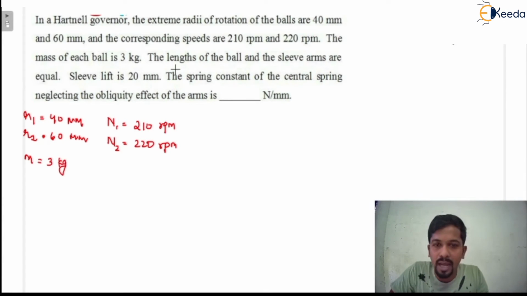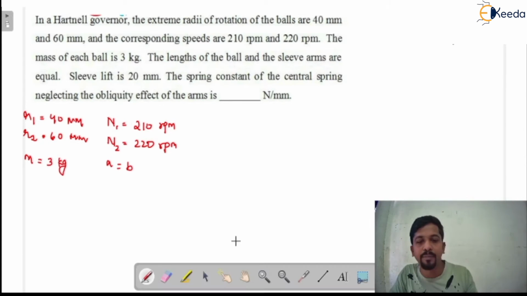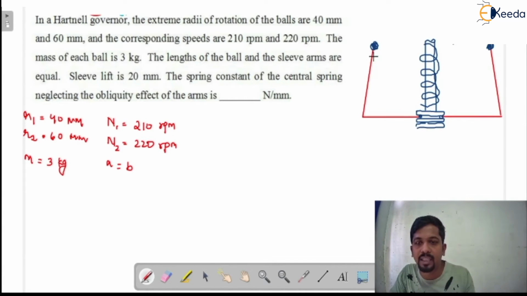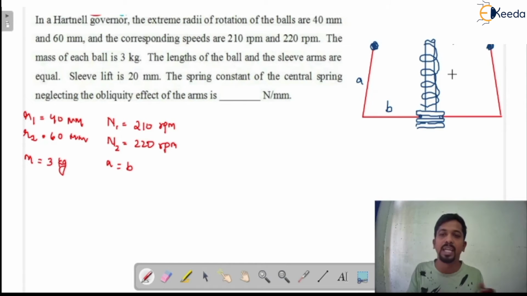The lengths of the ball arm and the sleeve arm, we all know there are two arms, are equal to each other. Here let me draw the diagram of the Hartnell governor, it would be easy to understand. This is a rough diagram. This is the ball arm, that is A, and this is the sleeve arm, that is B. In the question A is equal to B and the mass of each ball is 3 kilogram, and this is a spring which is always in compression.